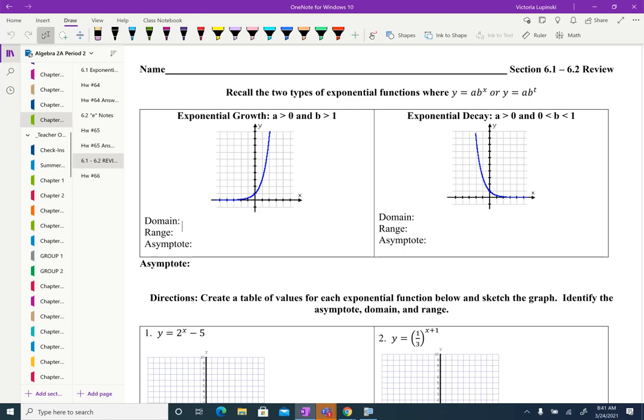Okay, so again, as I go through here, I'm going to be highlighting a lot of things, so you might want to do the same. I'm going to be pulling up my graphing calculator, so you might want to do the same. And again, please, please, please, any and all questions, I'd love to hear them.